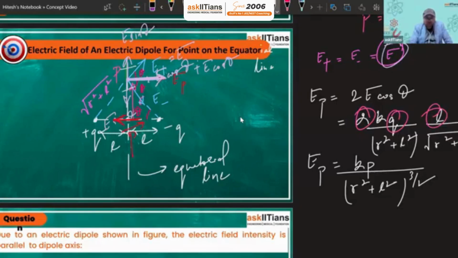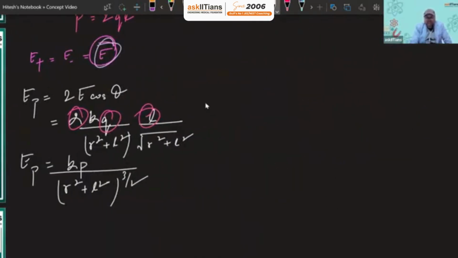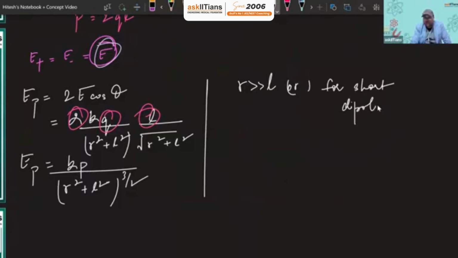So also in this case we consider the case that R is very much greater than L, or we can say for a short dipole. That is represented like this: we have a short dipole, and I want to find the electric field at some distance R. That would be in this direction.